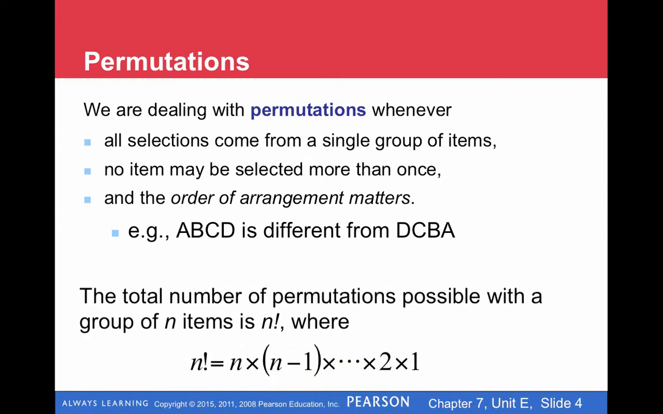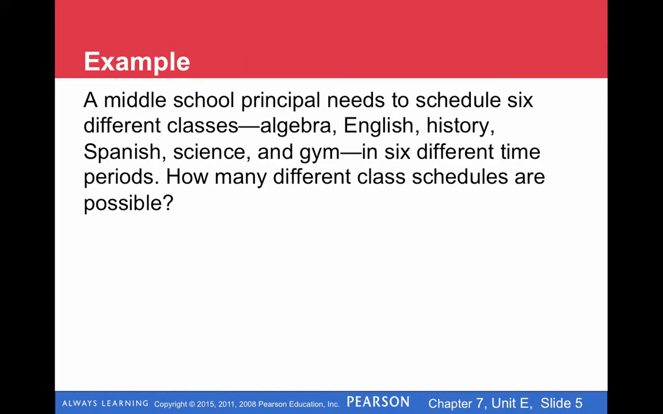So let's look at an example. The total number of permutations is n factorial. The first example: a middle school principal needs to schedule 6 different classes, algebra, English, history, Spanish, science, and gym, in 6 different time periods. How many different class schedules are possible?